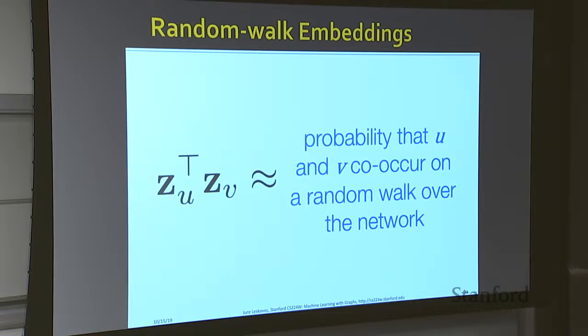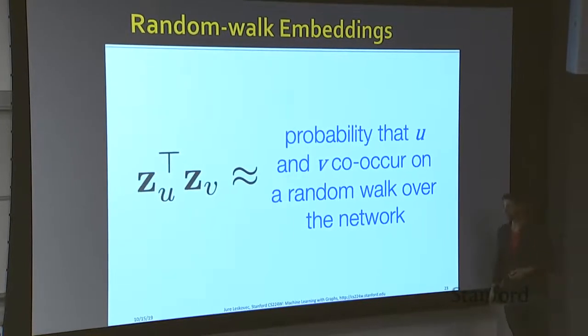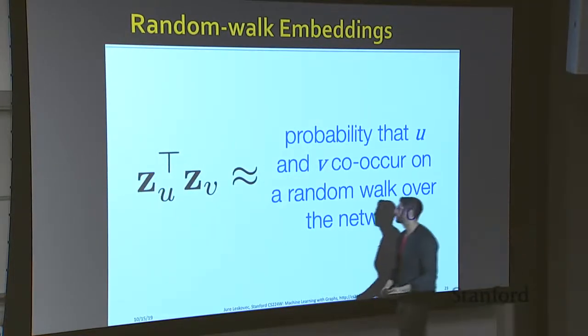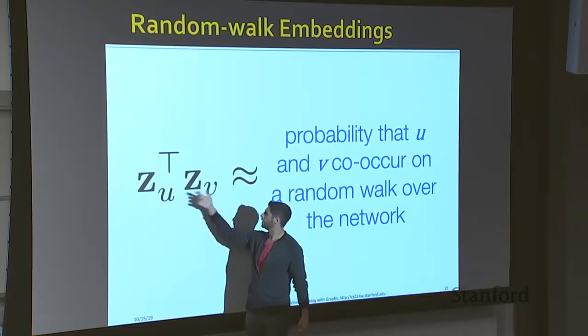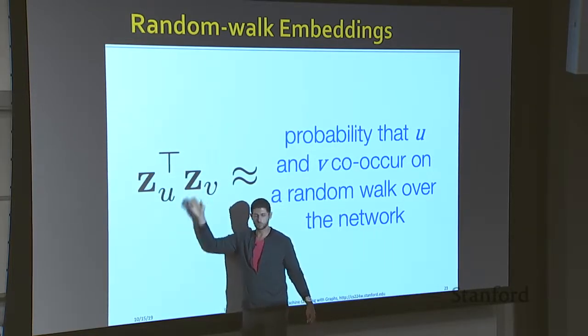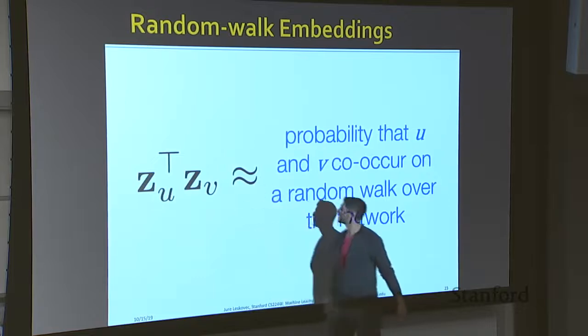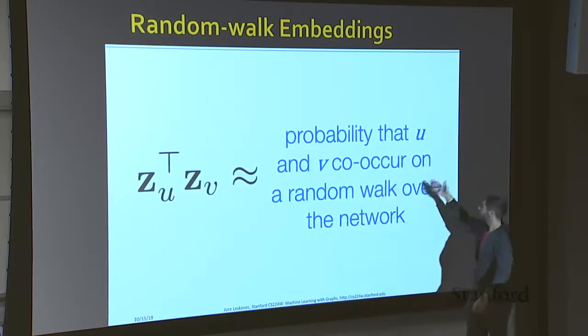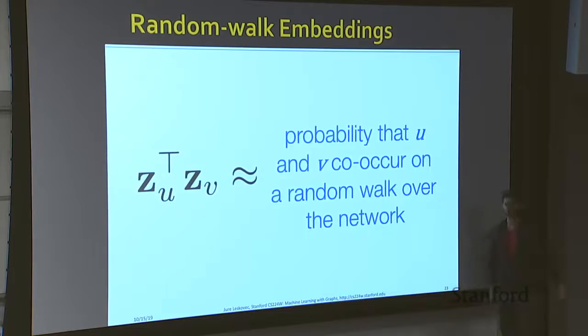So why do we care about generating embeddings through random walks? The reason is what we want to capture. Remember, this is our expression for finding the similarity between the vector representations of 2 nodes. What it should actually capture is the probability that U and V are going to be co-occurring in a random walk over the network. So it's a very elegant and simple definition. Basically, if 2 embeddings are close to each other, then we expect with high probability that a random walk will traverse over them at the same time.